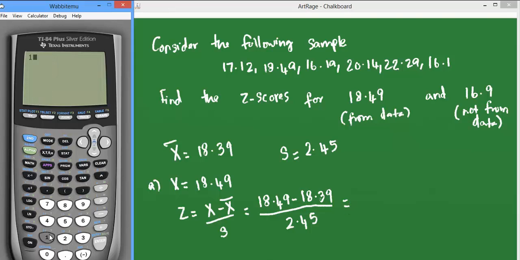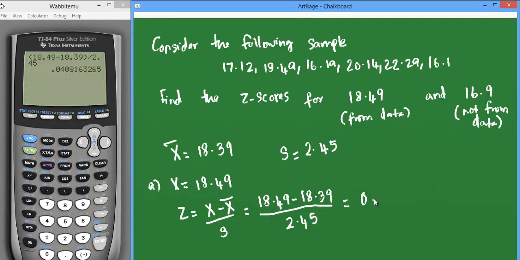So 18.49 minus 18.39 divided by 2.45 will give me an answer of 0.0408. So the z-score of the observation 18.49 is 0.0408.